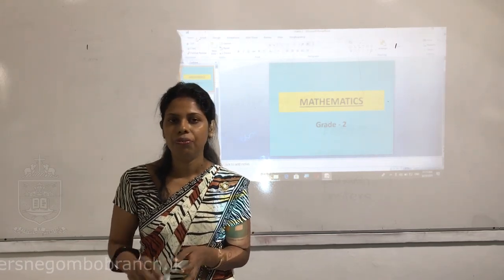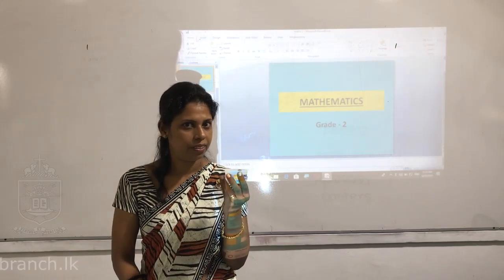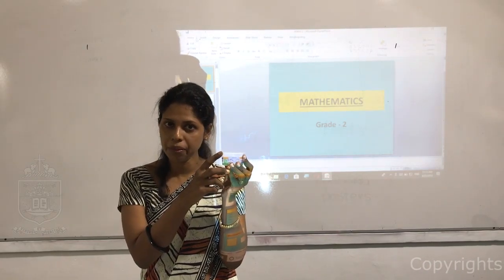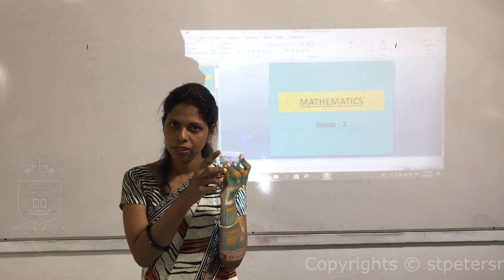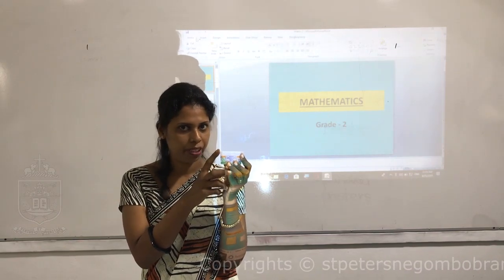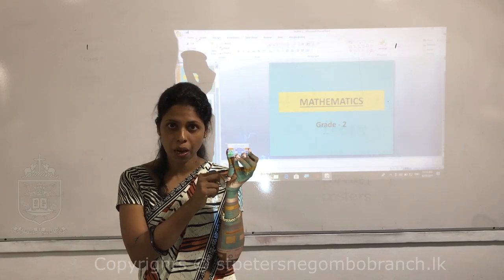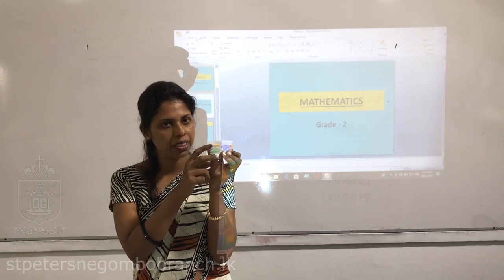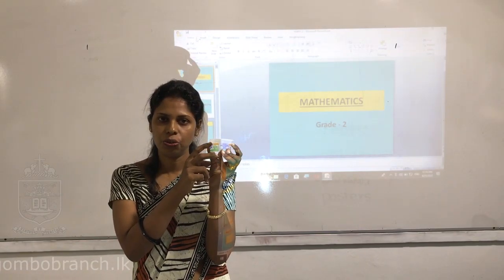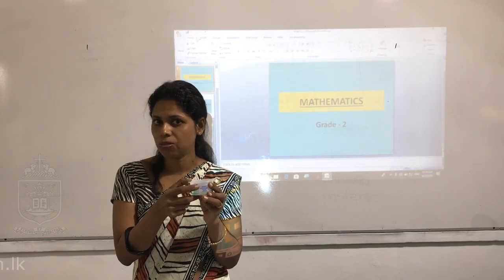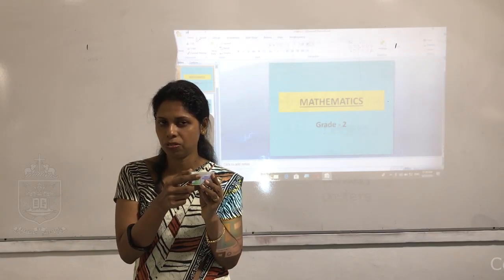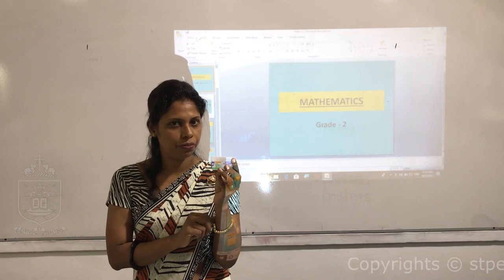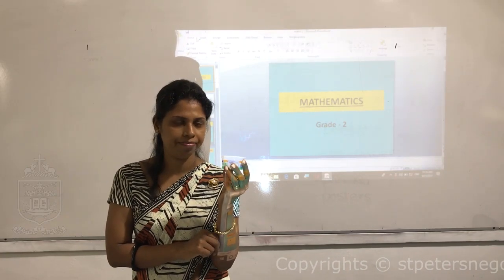Remember, when you're using your non-standard measuring unit, if you fill water up to the brim, every cup should be filled up to the brim. If you filled your cup up to this level, then every cup should be filled up to this level. So you have to pour the same amount of water. You have to take the same amount of liquid when you are using a non-standard measuring unit.